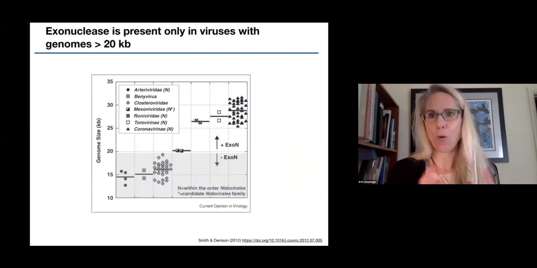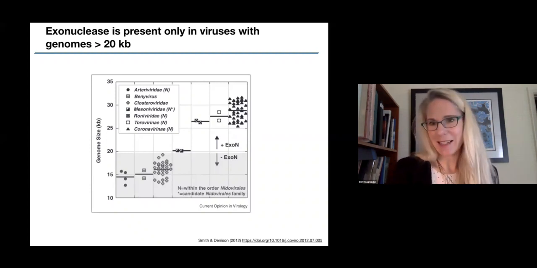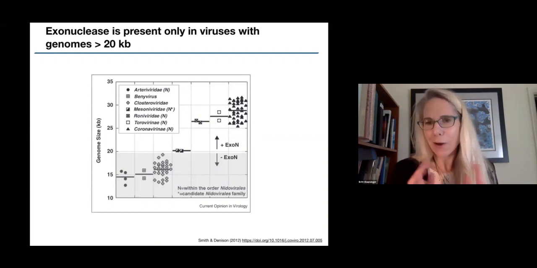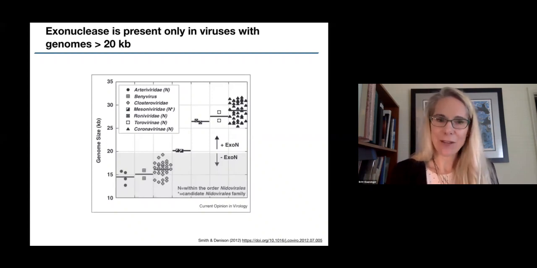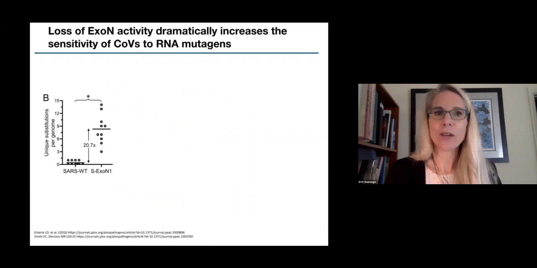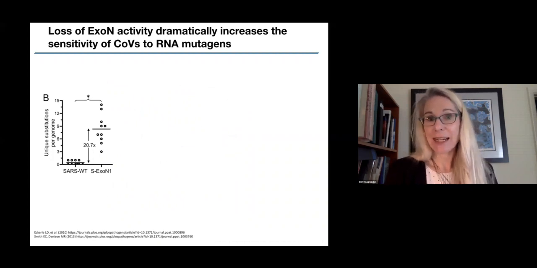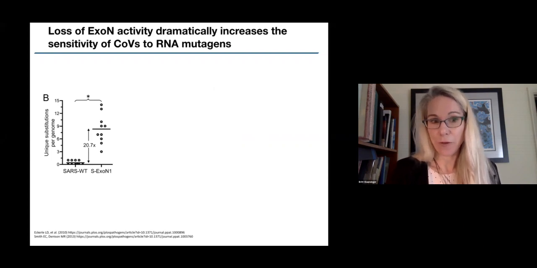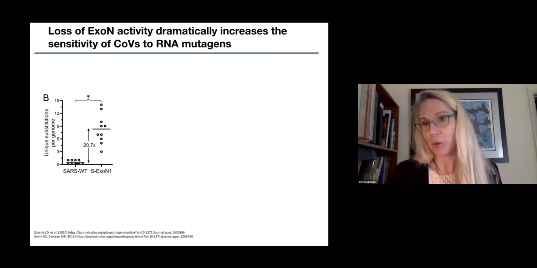So there's this whole order of viruses that are similar to coronaviruses, and many, not all, but many of those have this ExoN activity. And ExoN activity is present in no RNA virus whose genome size is smaller than 20 kb. And so, indeed, loss of ExoN activity dramatically increases the mutation rate of SARS coronavirus and other coronaviruses that have been studied for this.